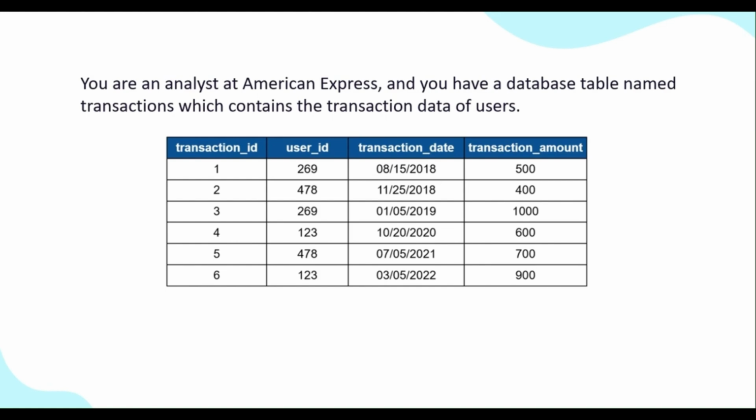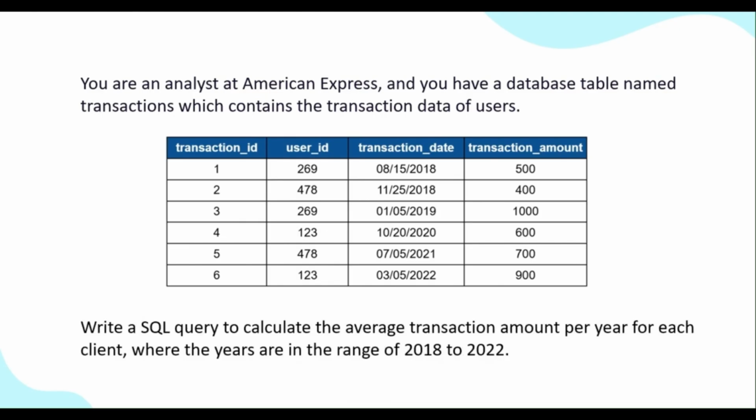Transaction ID is nothing but a unique identifier for each transaction. User ID is the ID of the user who made the transaction. Transaction date is the date when the transaction happened, and transaction amount is the amount spent in the transaction made by the user. Now your task is to calculate the average transaction amount per year for each user, specifically for the years 2018 to 2022.